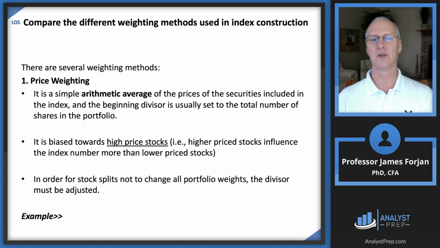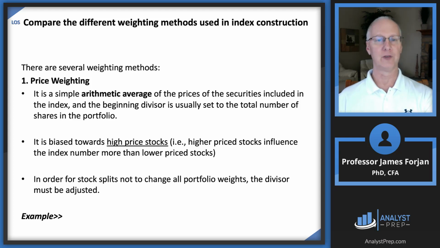Let's just take a quick example. Suppose I put together Jim's price weighted index and I have 3 stocks in there. Stock 1 sells for $1, stock 2 sells for $2, and stock 3 sells for $1,000. Well, the movement of that $1,000 stock is going to dwarf the movement of the other 2.